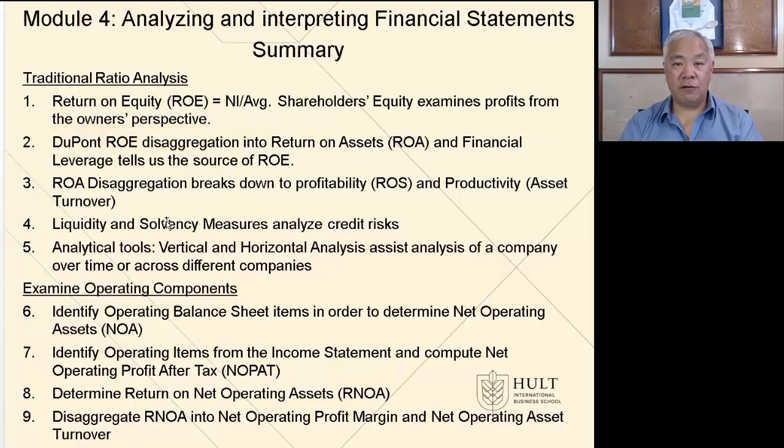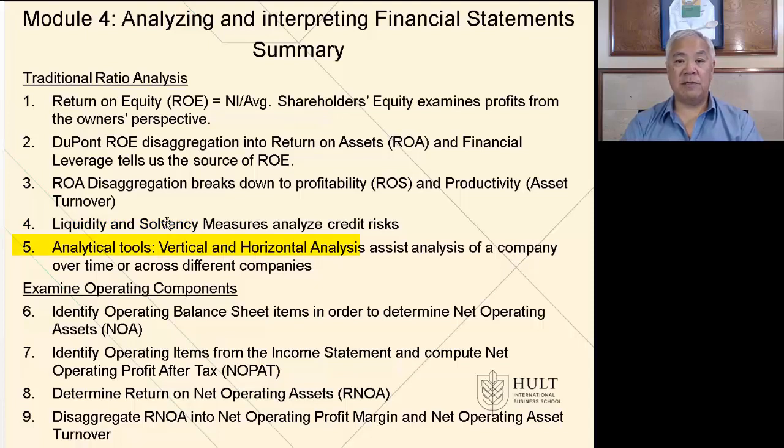Next, we went a little further and took the ROA component of DuPont and further disaggregated that into return on sales and productivity. So do we have high margins, or do we have high asset turnover? Next, we looked at a related measure to leverage, which is liquidity and solvency. Liquidity is our ability to meet short-term needs. Solvency is our ability to manage and ultimately pay off our debt without financial distress, defaults, or bankruptcy.